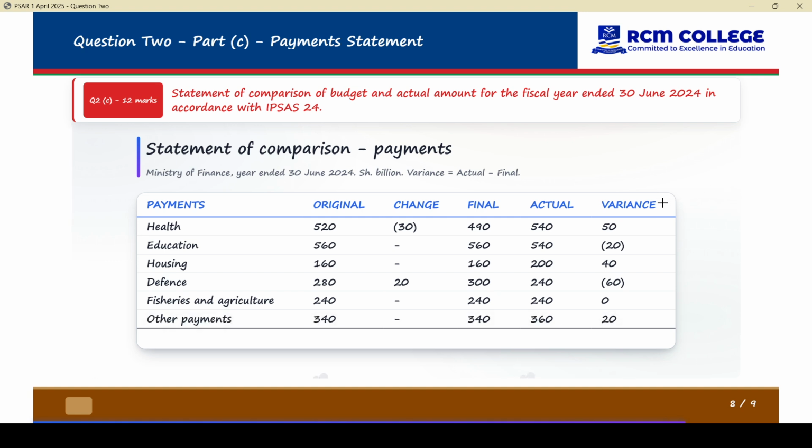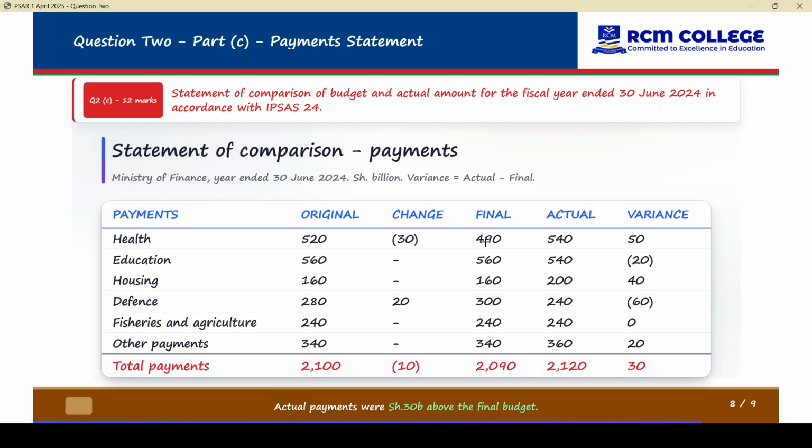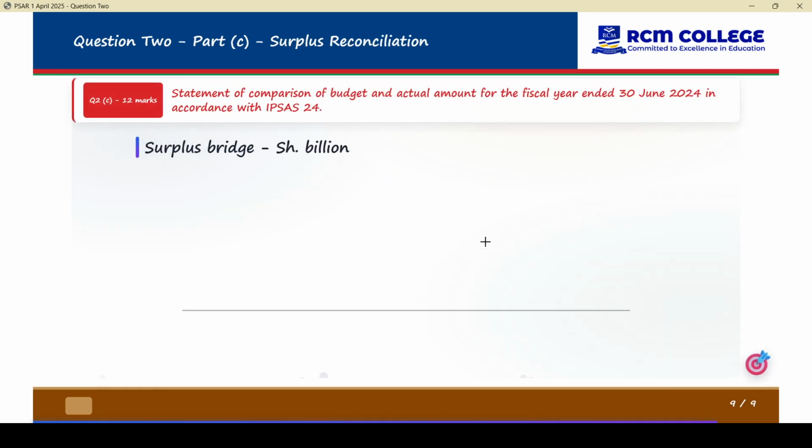And by the way, there is a percentage of variance, or percentage of budget utilization, where you take the actual and divide by the final. Okay. So now we have the actual payments and the actual receipts, the total for everything.